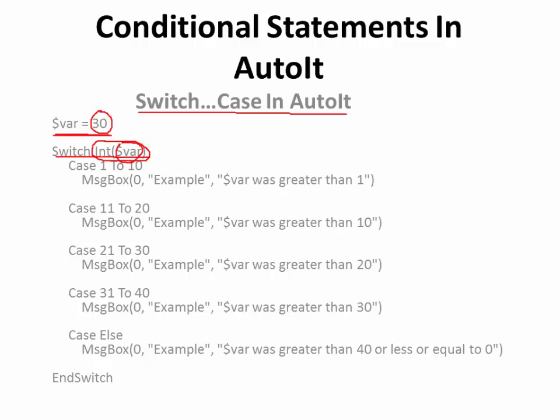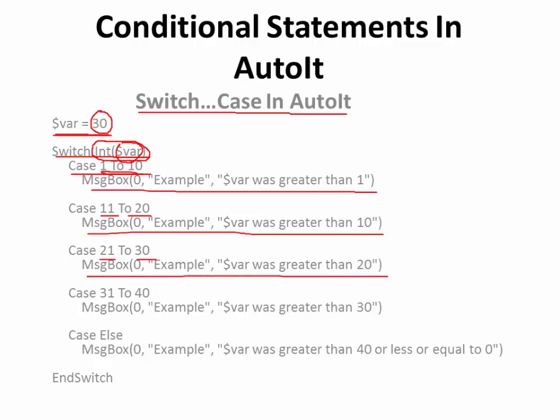Once it is converted to a number, we use these cases with ranges. If the number is in the range of 1 to 10, this message will be executed. If the number is in the range of 11 to 20, this message will be executed. If the number is in the range of 21 to 30, this message will be executed. If the number is in the range of this to this, this statement will be executed. If no statement executes, the else statement will be executed.